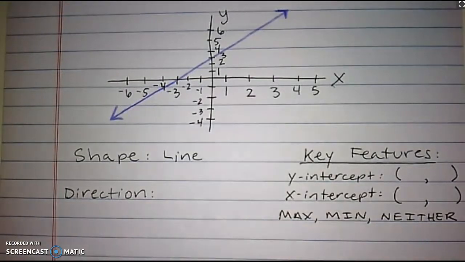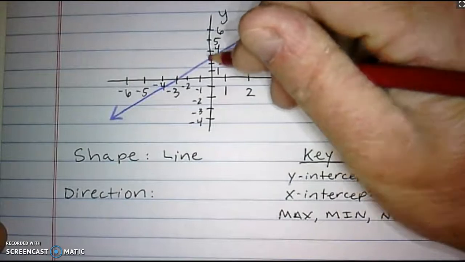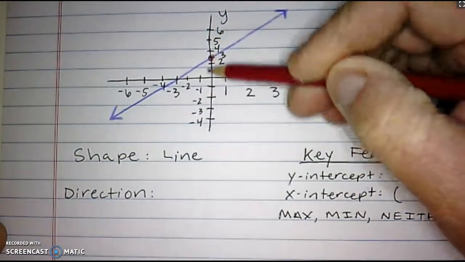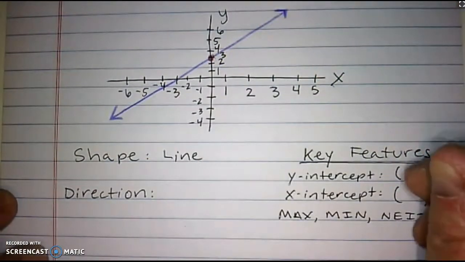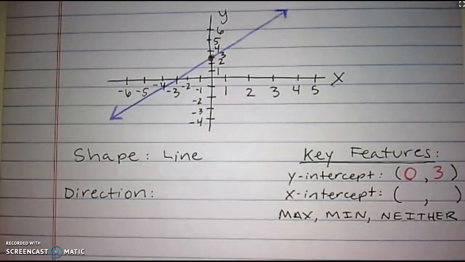For its key features, we've got this checklist over here that we want to look at. We could say that this line crosses the y-axis right here at this point. That point represents where the line crosses the y-axis, and it gives us the ordered pair (0, 3). So as I'm describing this, I could say that this line crosses the y-axis at (0, 3).